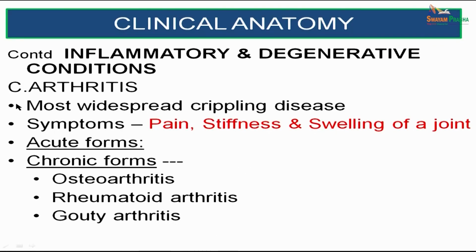Then we have the condition called arthritis. Arthritis is the most common condition. It is a very crippling condition. It causes pain, stiffness and swelling of a joint. It can occur in various forms, acute and chronic, that means severe or long drawn out, and it can have various reasons. We can have osteoarthritis, we can have rheumatoid arthritis, we can have gouty arthritis.